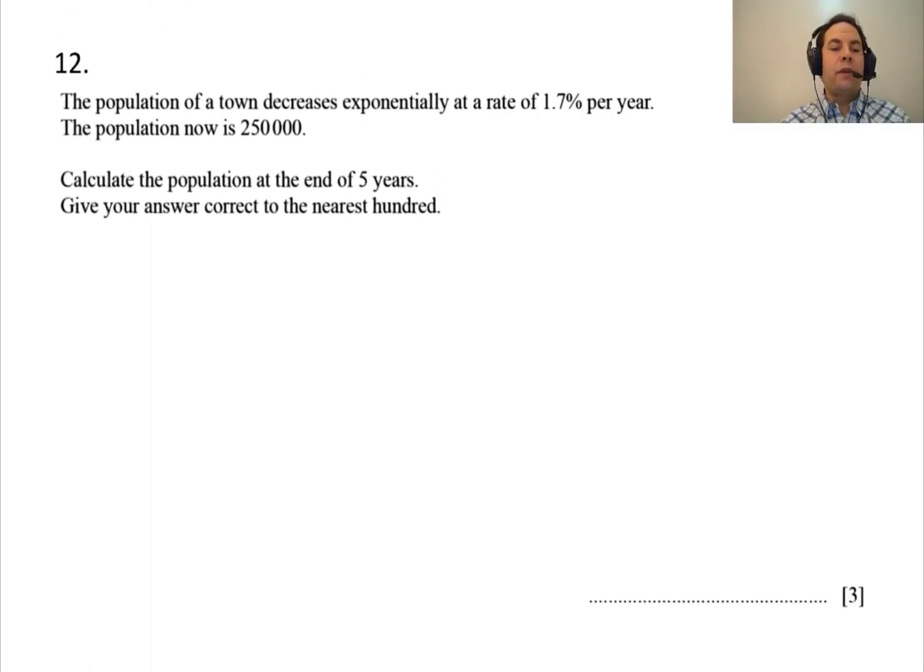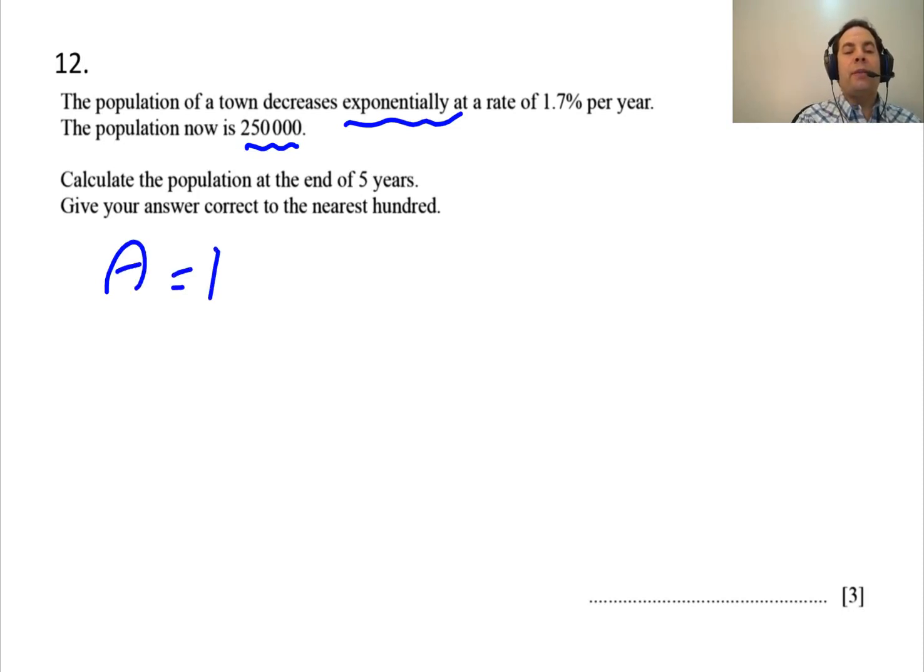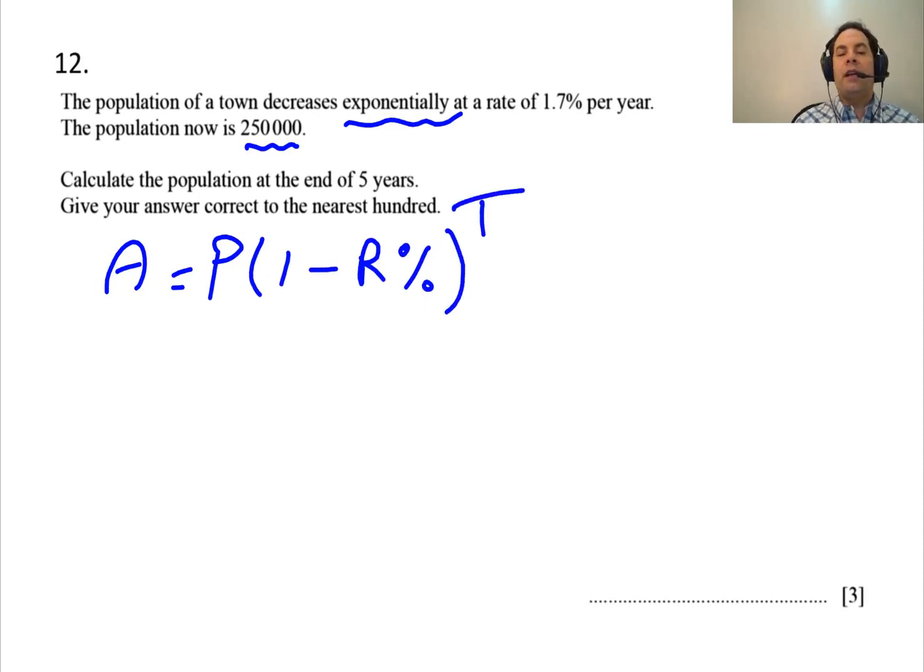Question number 12. The population of a town decreases exponentially at a rate of 1.7% per year. The population now is 250,000. When we have increasing or decreasing exponentially, remember the compound formula. The compound formula is: the total A equals the principal times (1 minus r%) in case of decrease, to the power of t. In case of increase it will be plus.